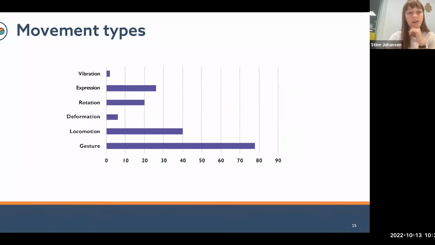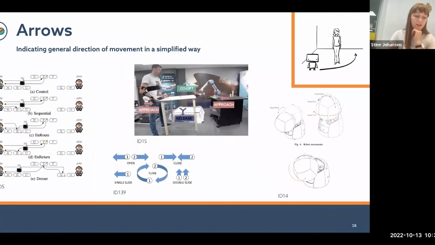And then we also looked at what kinds of movement that the illustrations portrayed. As you can see, most of them show some kind of robotic gesture. That means that it's a set of movements to make some kind of expression, either emotional or other kind of gesture that shows some information. And the next one is locomotion, so just showing that the robot changes its position somehow. But I'll go into these illustration styles now.